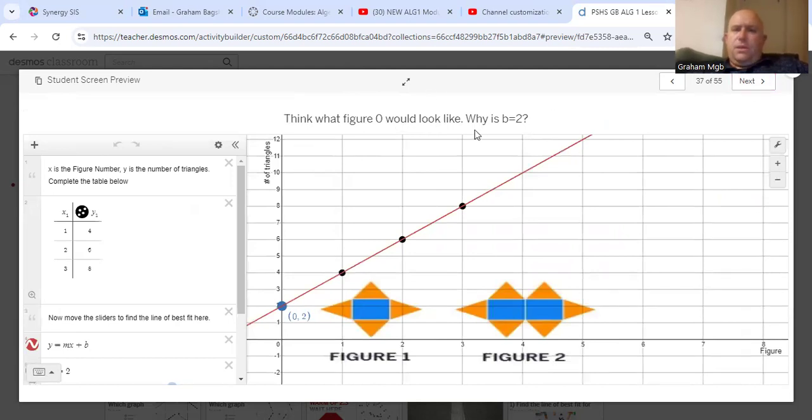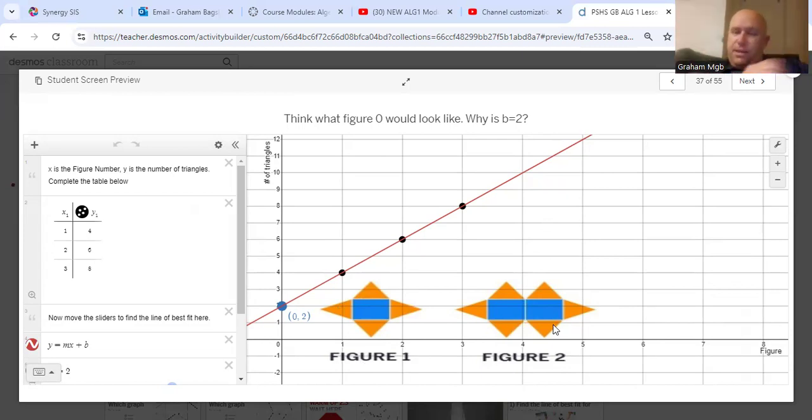Think what figure 0 would look like, and why is b equal to 2 in this question. All right, so let's see what we've actually got here. What I'm noticing is every single picture has 2 triangles on the side, and what's changing is the number of triangles on the top. In figure 1, I have one set of triangles top and bottom. In figure 2, I have 2 sets of triangles on top and bottom. If I was to carry on for figure 3, I'd have 3 sets of triangles on top and bottom.